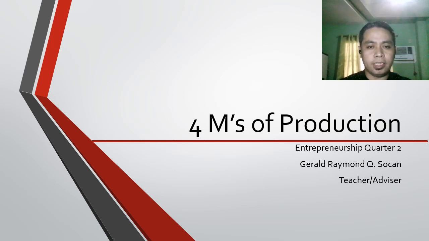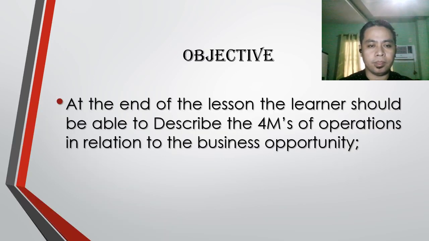So, hello class. Our topic for today is about the 4M's of production. So, we have the objective. At the end of the lesson, the learner should be able to describe the 4M's of operations in relation to the business opportunity. So, after seizing an opportunity, you have now your product. So, it's time to operate a business, and we need to consider the 4M's of operations.